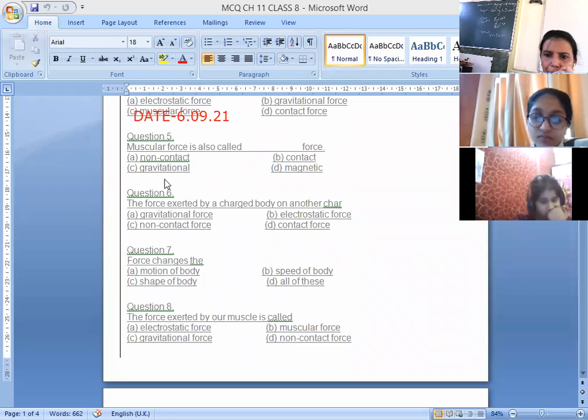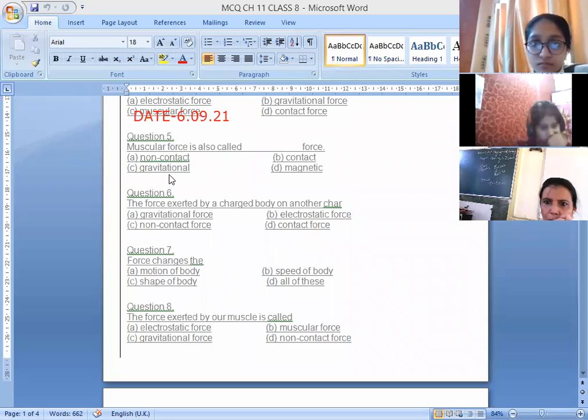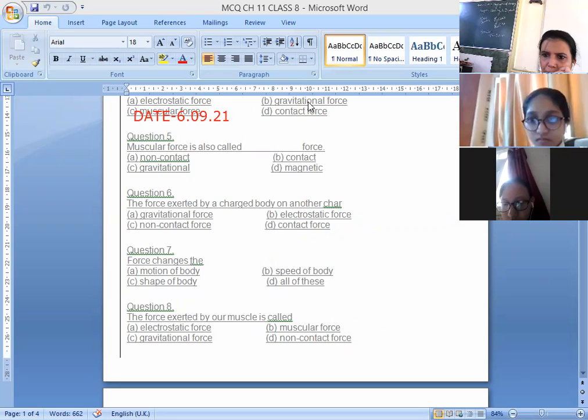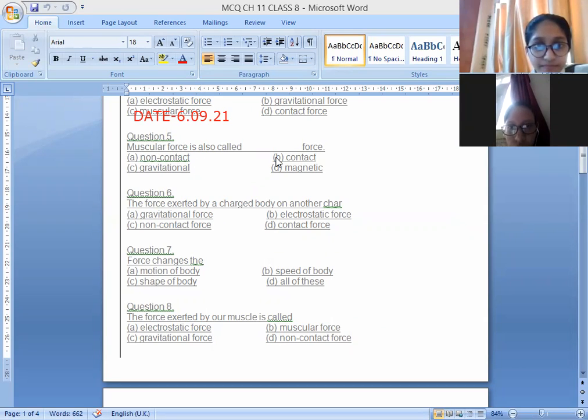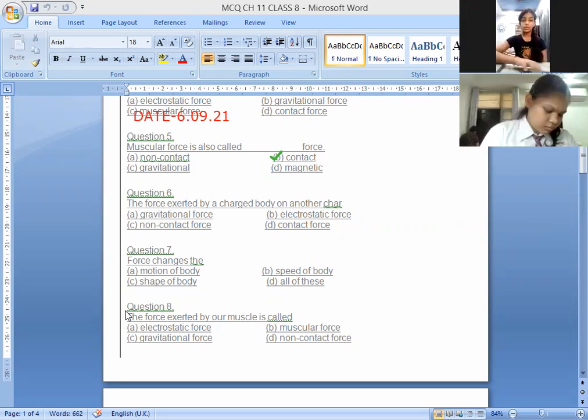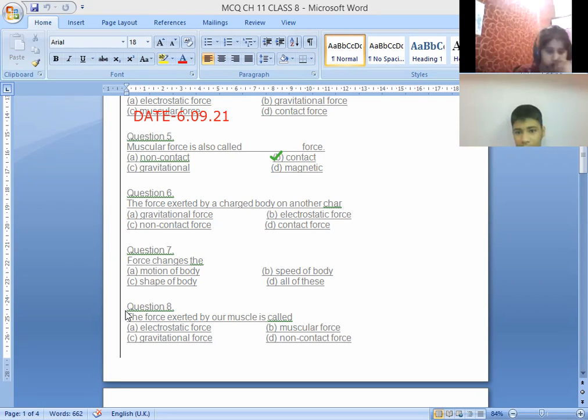Number 5, muscular force is also called. Children, anybody else can also raise hand. Yes, Prateksha? What's the answer for it? Contact force. Yes, it is a contact force. So muscular force is a contact force, and the contact force comes into play when we touch the particular object. That's why it is known as a contact force. And non-contact force acts from a distance.